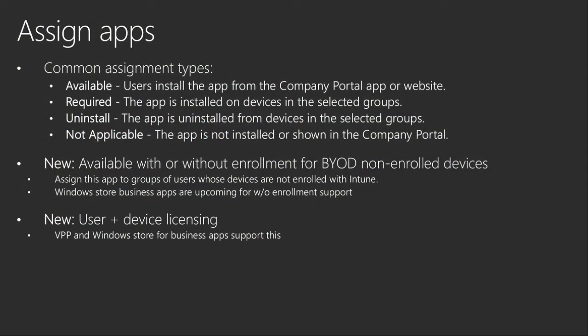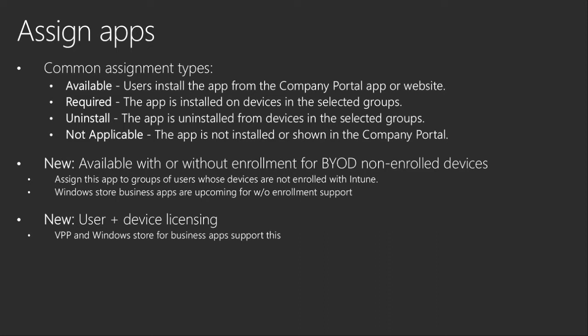Sorry. I was going to show you screenshots, but I decided to do a demo instead. So for assign apps, this is the obvious next step. Here, for MDM enrolled and corp-owned devices, we support 4 types of assignment: available, required, uninstall, and not applicable. When you assign an app as available to your users, the users can go to the company portal and see that app listed there. If you'll recall, we filled out a bunch of information for that app. All of that information shows up to the user, like the name, the description, publisher, and so on.